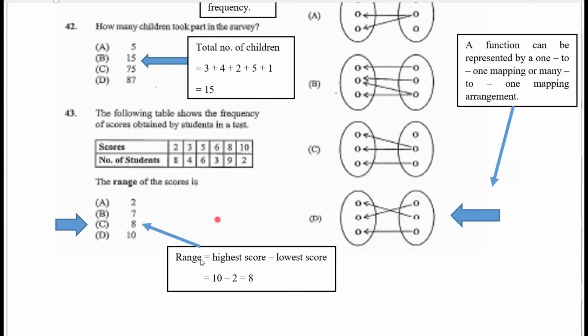Well, class, range is your highest score minus your lowest score. That'll be 10 minus 2 to give you 8. So 8 students, not students, sorry. 8 as in the score value. 8 represents the range of the scores, okay? From 2 to 10, 8.